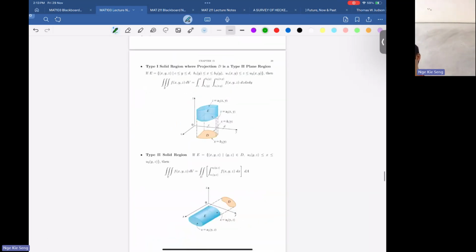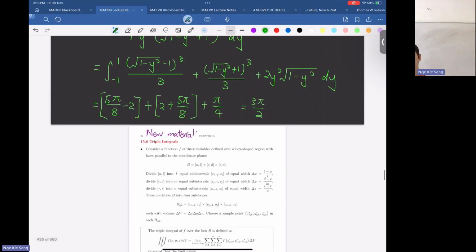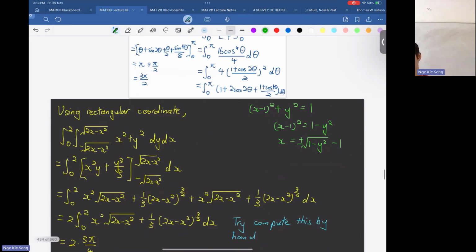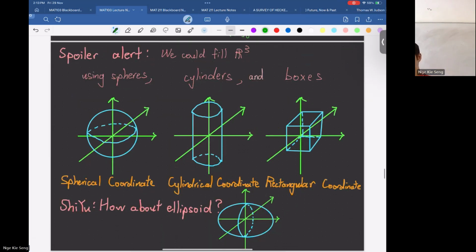So in two variables, we can change rectangular coordinates to polar. But in 3D, what do you think? What kind of shape can you fill 3D with? In principle, you can fill it with spheres or with cylinders. Can you imagine that if you take different sizes of spheres, you can cover your R3? Is it true?